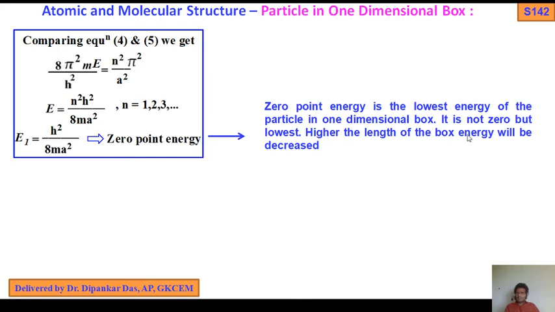Higher the length of the box, the energy will be decreased. So this is the lowest energy of the particle in a one dimensional box. It is not 0 but lowest. So that is the expression or derivation of energy of a particle in a one dimensional box.